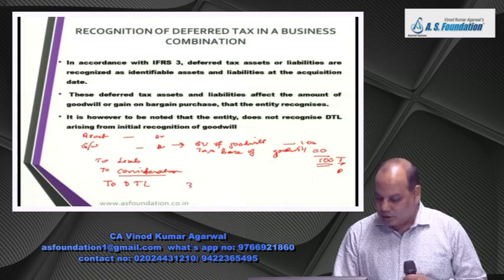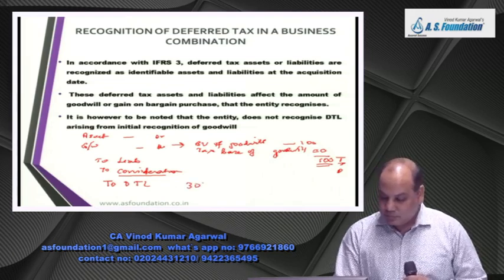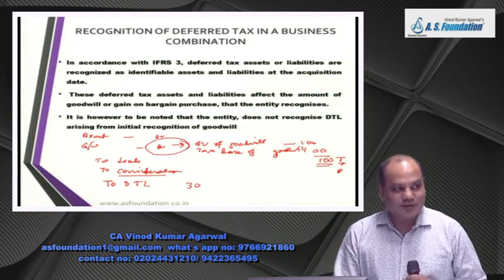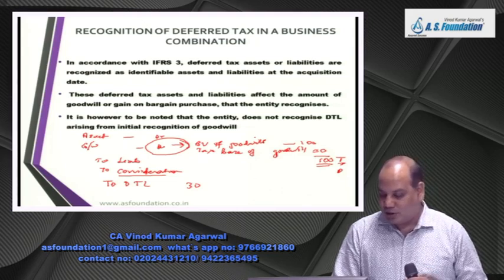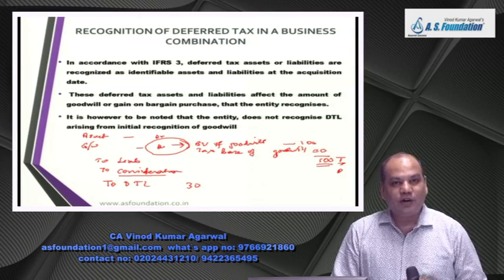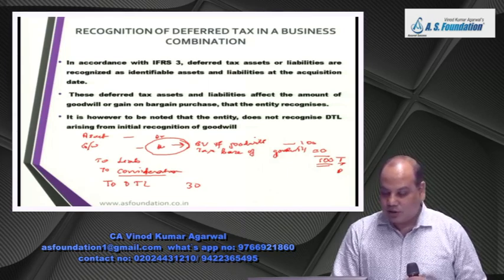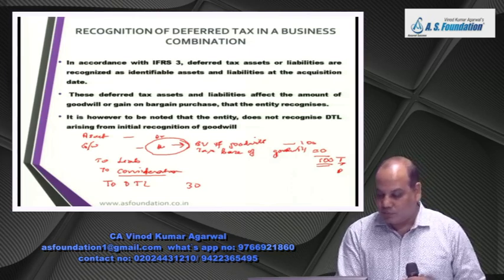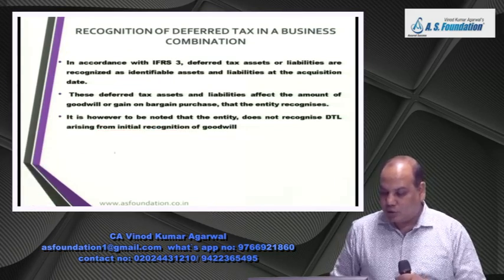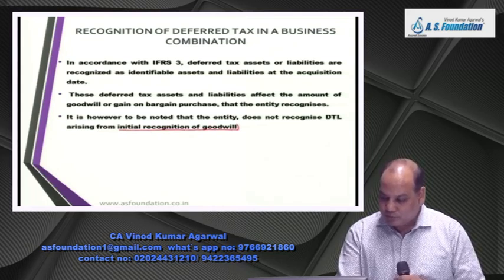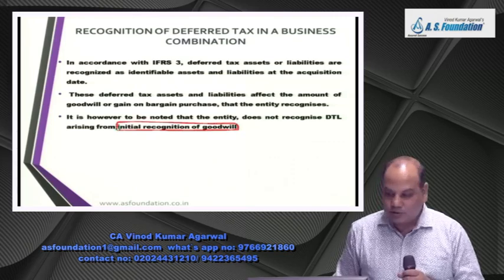The moment you create DTL for this, 100 into 30%, this goodwill figure will change because goodwill is the balancing figure. So the moment you create DTL on goodwill, the figure itself will change. Again you will create, again it will change. Okay. So the standard has given one exemption. This is one exemption in this standard, that do not create DTL on initial recognition of goodwill, because if you recognize DTL, again the figure of goodwill will get affected.